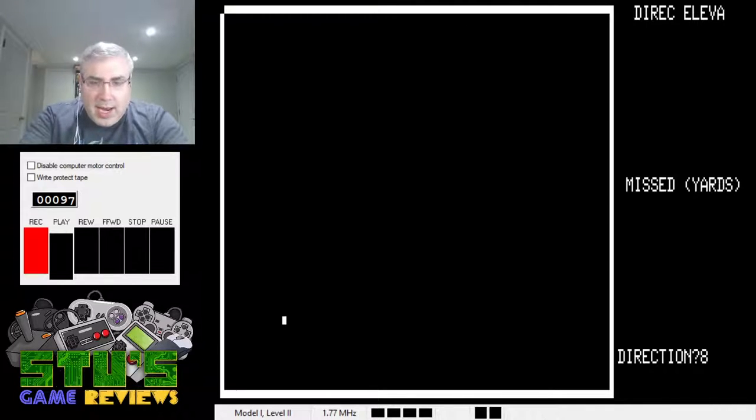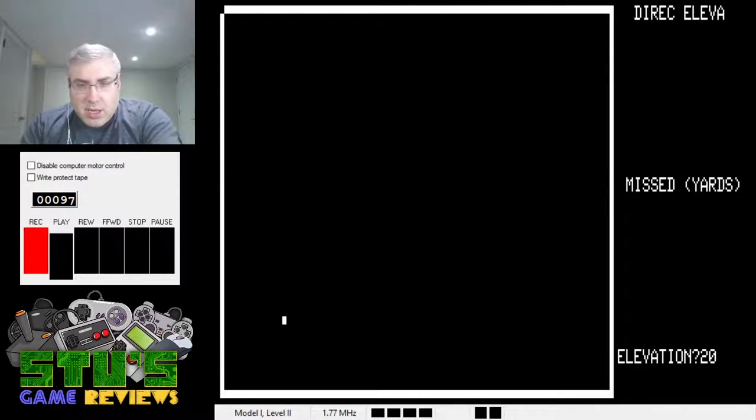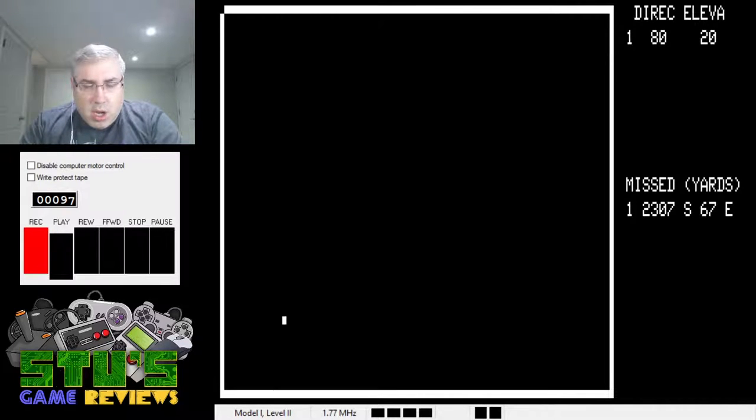Let's try that, 80. Elevation, it said if you use 45, it goes like 75,000 yards or something like that. So I don't want that. I want something smaller. Let me try like 20, but I'm completely guessing. Oh, wow. It was really close. It should at least be within 100 yards to get it. Well, that's super close.